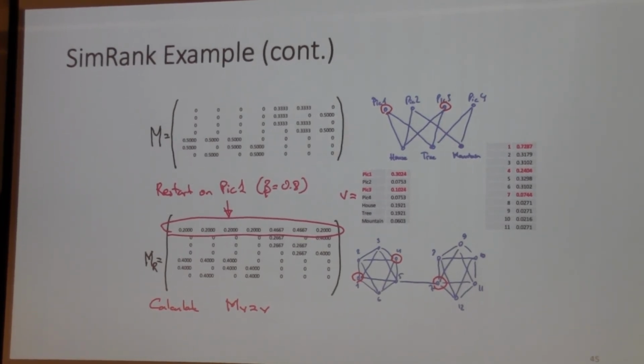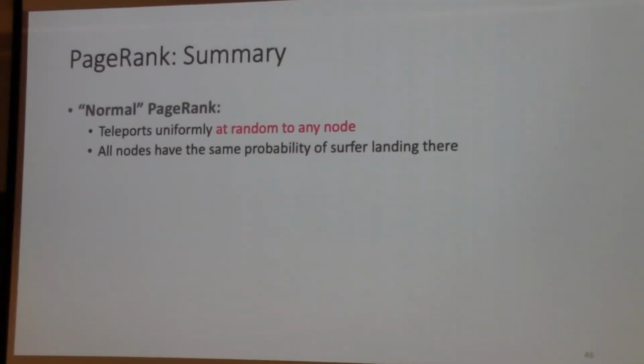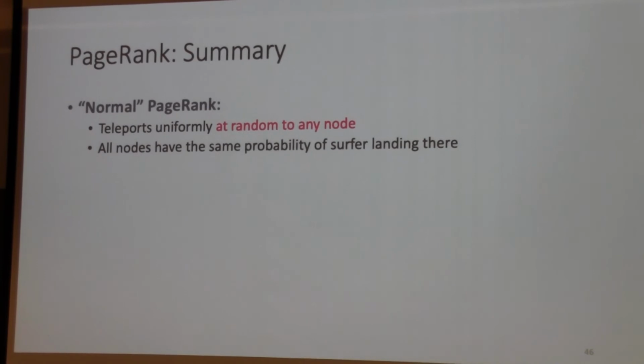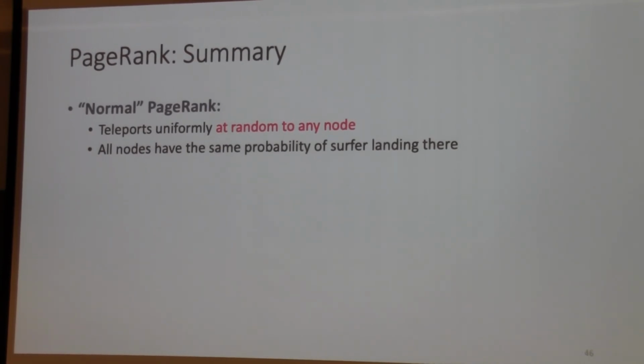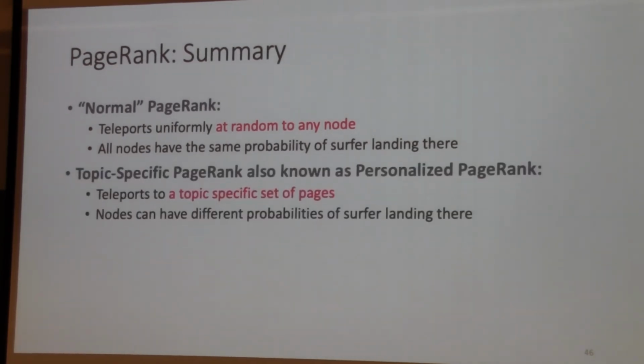website application. Okay, let me summarize now PageRank, and then we'll talk about spam. Okay, finish up with the nice spam calls. So the normal PageRank, it all differs because of teleportation. The normal PageRank will teleport uniformly at random to any node. Okay. All nodes have the same probability of the surfer there.